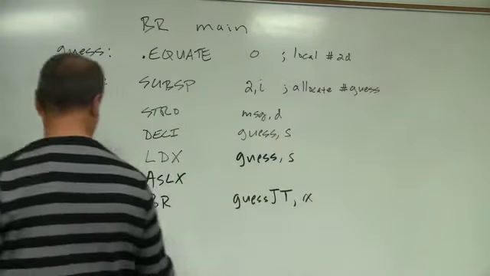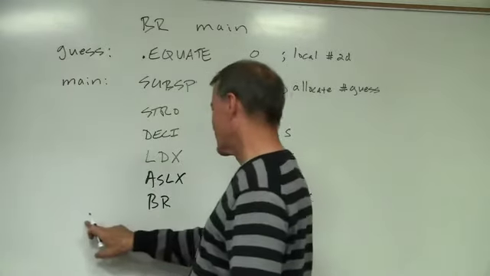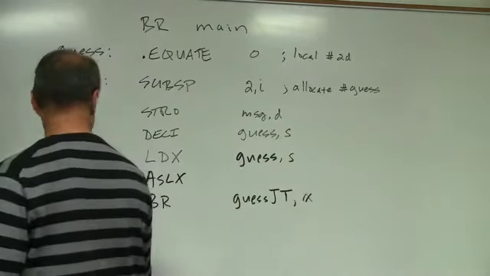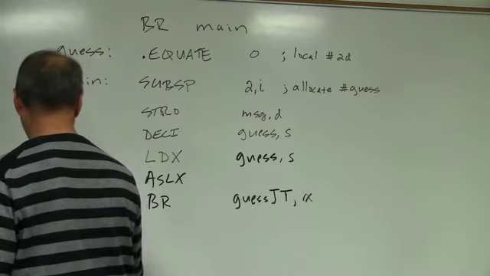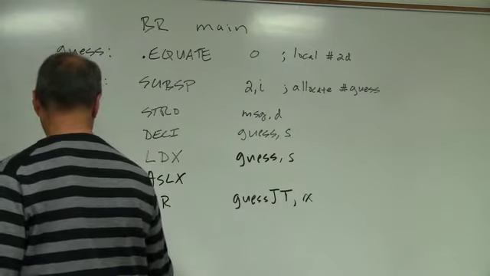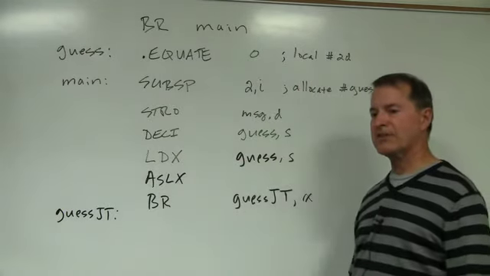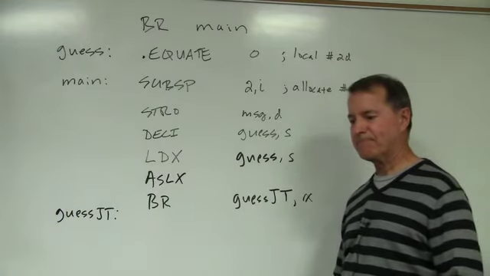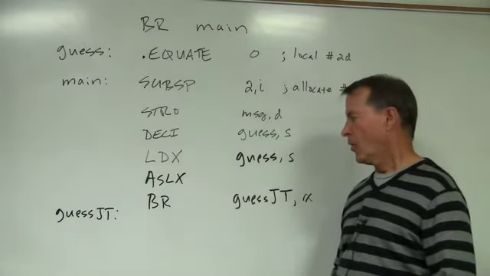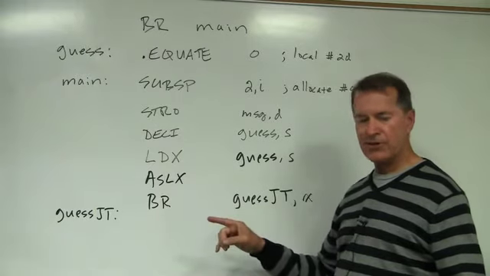So out there in the Tules, here's going to be our guess jump table. And it's going to start right here. And now, what do we want to put in this table? 0, 1, 2, and 3. Well, we want to put the address of the start code.